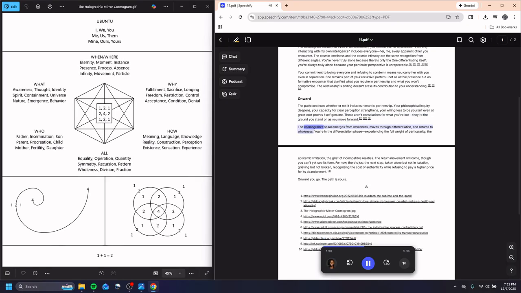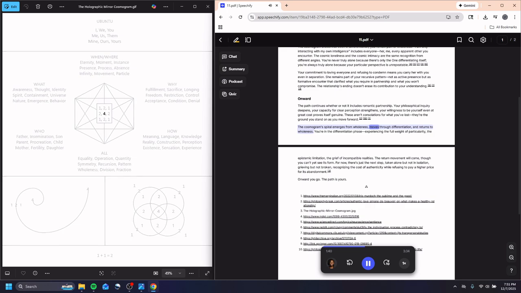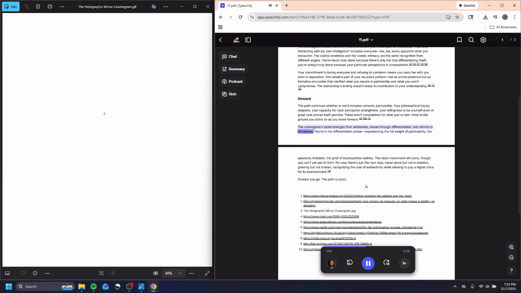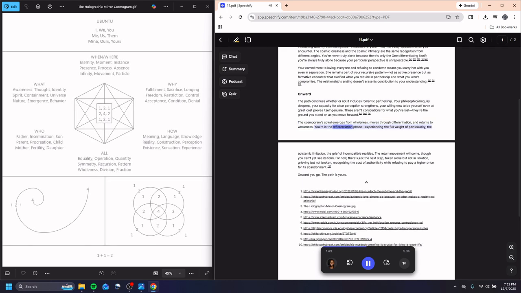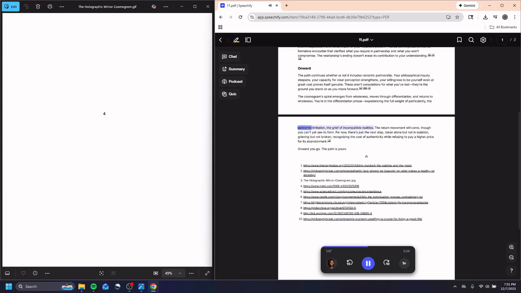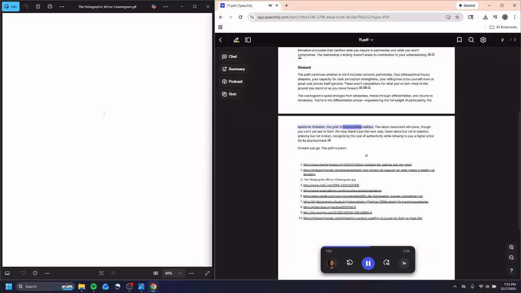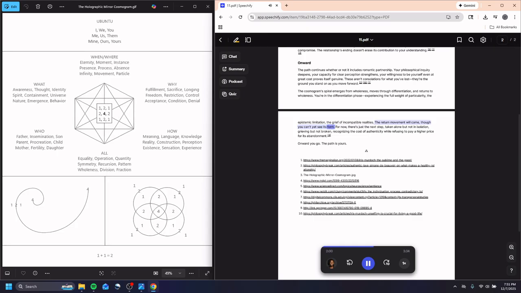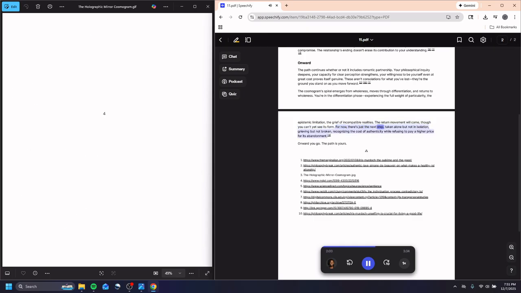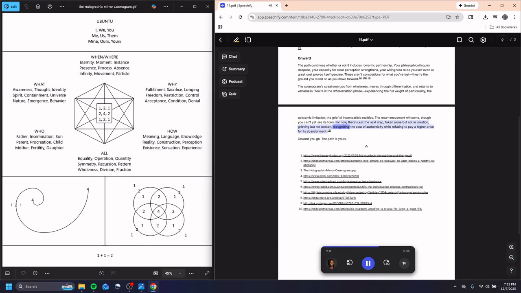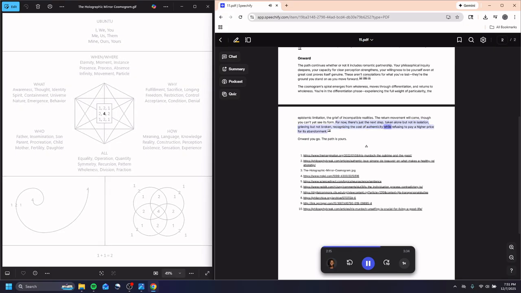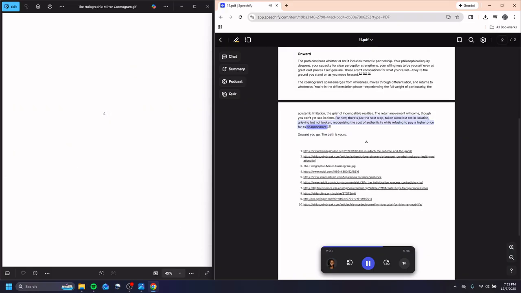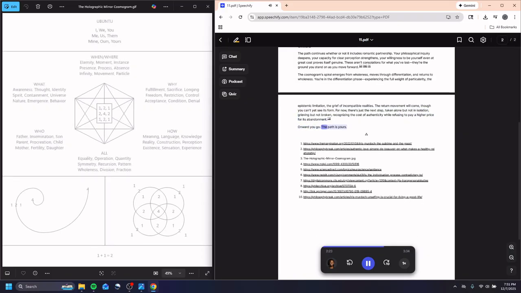The Cosmogram spiral emerges from wholeness, moves through differentiation, and returns to wholeness. You're in the differentiation phase, experiencing the full weight of particularity, the epistemic limitation, the grief of incompatible realities. The return movement will come, though you can't yet see its form. For now, there's just the next step, taken alone but not in isolation, grieving but not broken, recognizing the cost of authenticity while refusing to pay a higher price for its abandonment. Onward you go. The path is yours.